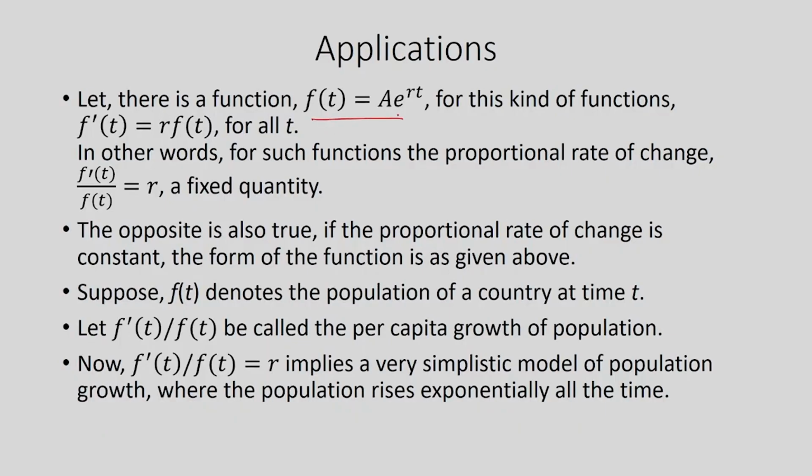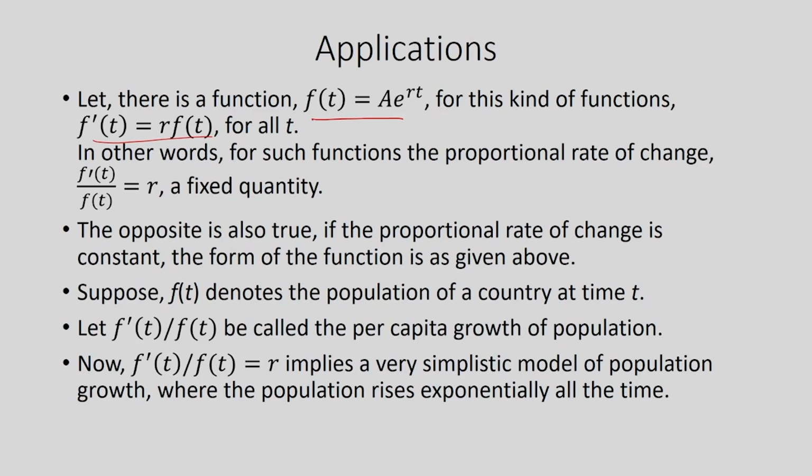Applications. Suppose there is a function like this, f of t is equal to A e to the power r multiplied by t. Here capital A is constant, r is constant, e we know, it is that natural exponent, and t is the variable here, t is the time. For this kind of function, if I take the derivative of both sides with respect to small t, I get f dash of t is equal to r f of t, and this is correct for all values of t.